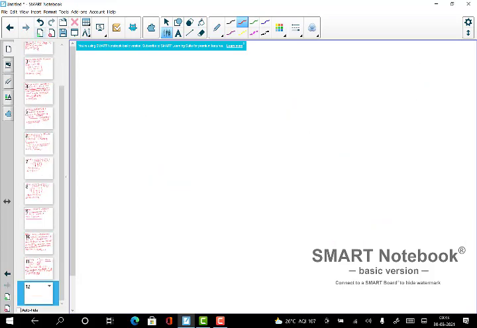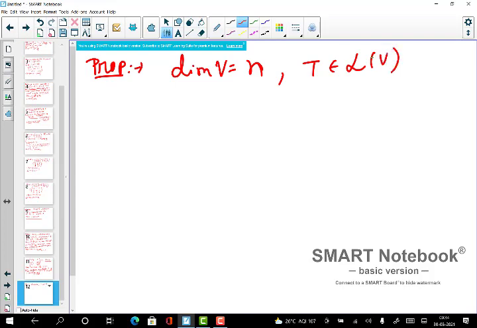For that I need some other results, so let me start with a proposition. Obviously I am assuming everything is finite dimensional, so the dimension is something finite, say n, and T is a linear operator on V. We know that if T is diagonalizable, then the characteristic polynomial of T splits, right? But in general we don't know whether it splits or not.